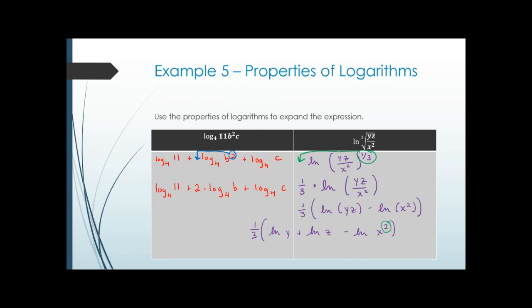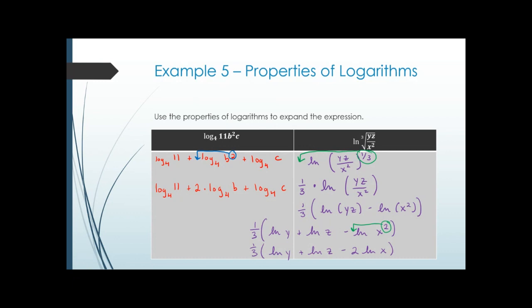Now I want to get rid of this exponent by putting it in front. So now this gives me 1/3 times the natural log of y plus the natural log of z minus 2 times the natural log of x. And now I have expanded that out.